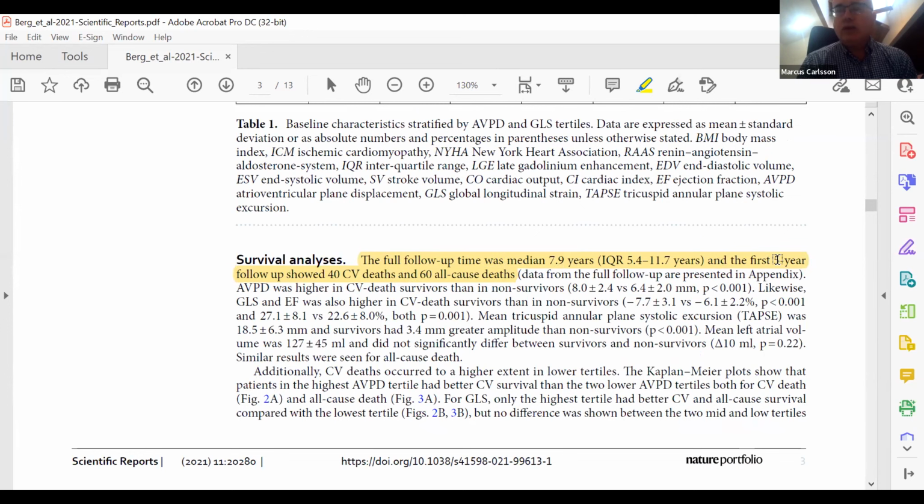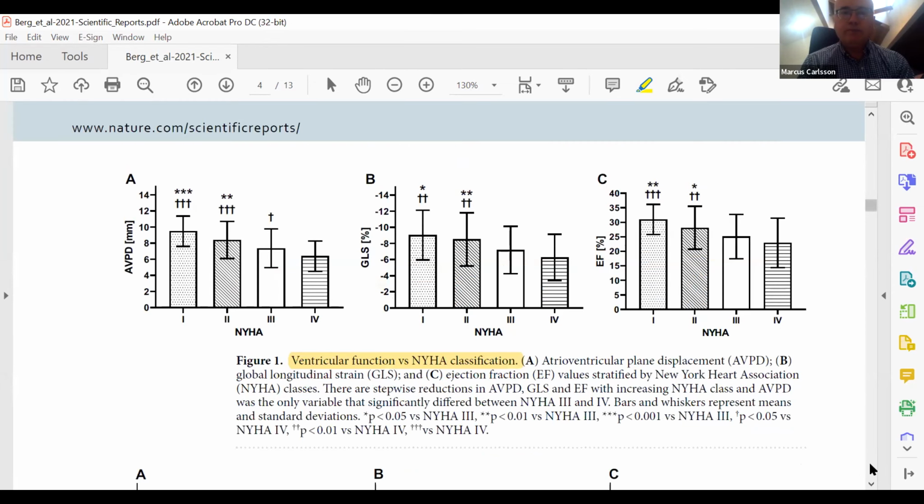Why 5 years? We were thinking that after too many years go by, other factors than your original status of your heart will be more important. And in this patient group, things like cancer and other diseases will play a role. So we opted for 5 years, but we also presented the full follow-up in the appendix. During the first 5 years, we had 40 cardiovascular deaths and 60 all-cause deaths, as I said before.